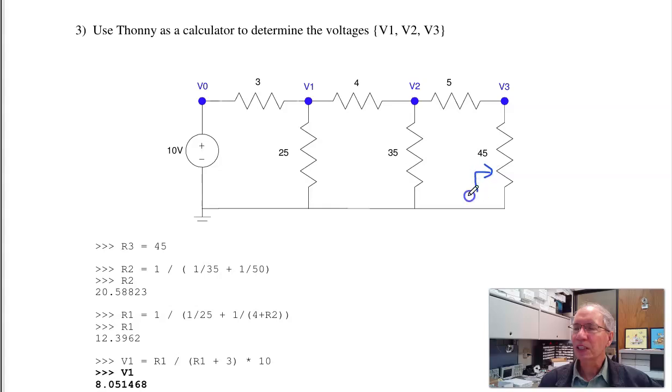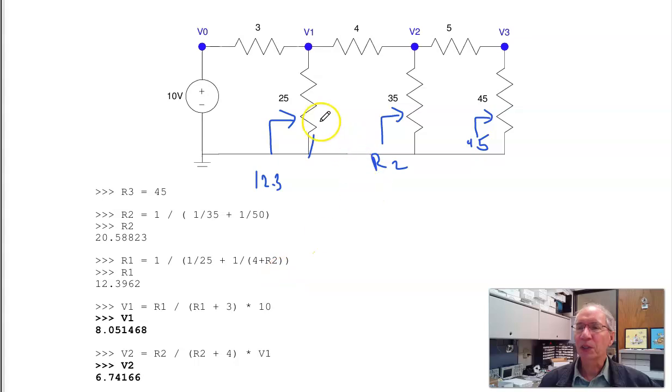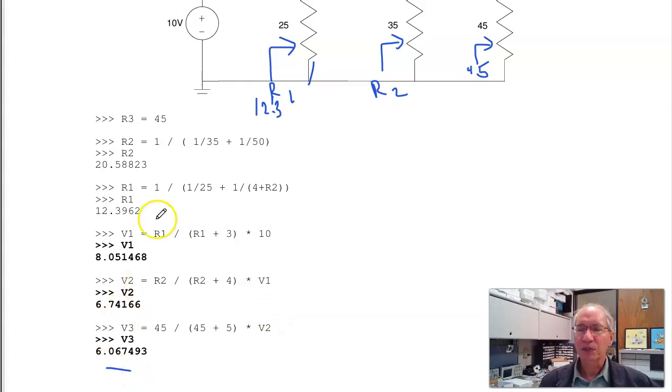This impedance looking right is 45 ohms, kind of obviously. This impedance looking right is 35 ohms in parallel with 50 ohms. That's 20.58 ohms. This impedance looking right is 25 in parallel with that mess, 4 plus R2, 12.3 ohms. The voltage then, by voltage division, is R1 over 3 plus R1 times 10, 8.05 volts. V2 is R2 over R2 plus 4 times V1, 6.7 volts. V3 is 45 over 45 plus 5 times V2, 6.06 volts. And that's using Python as a calculator to find the voltages.